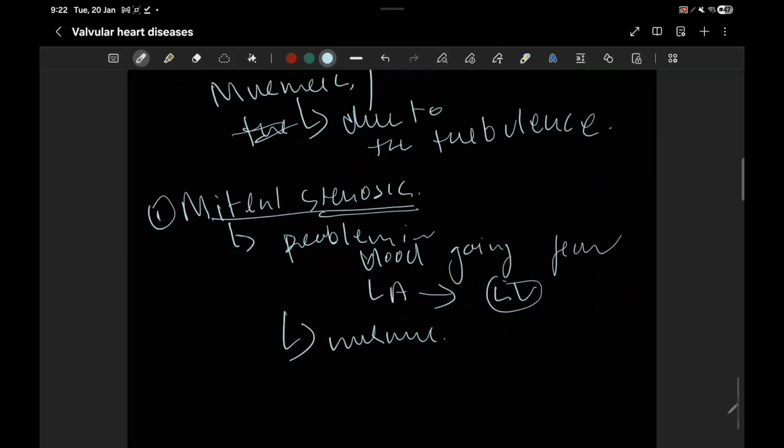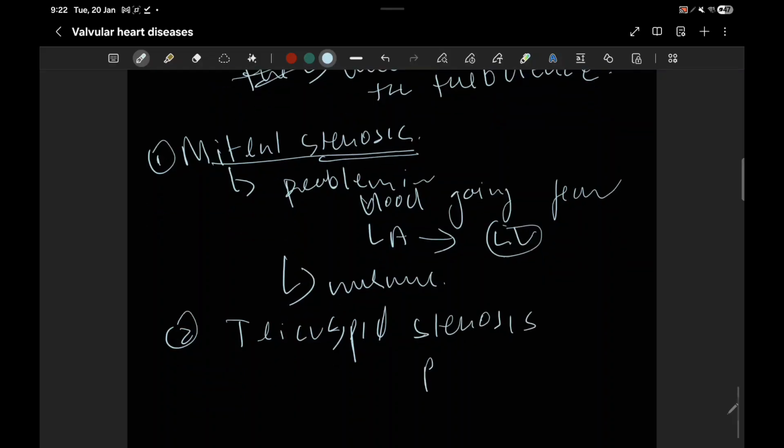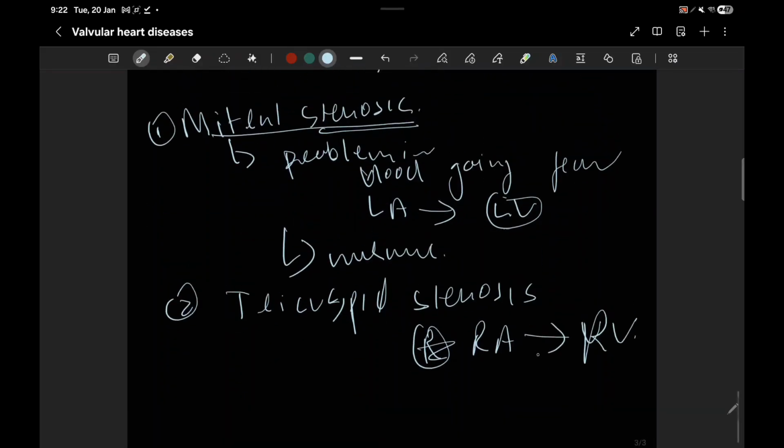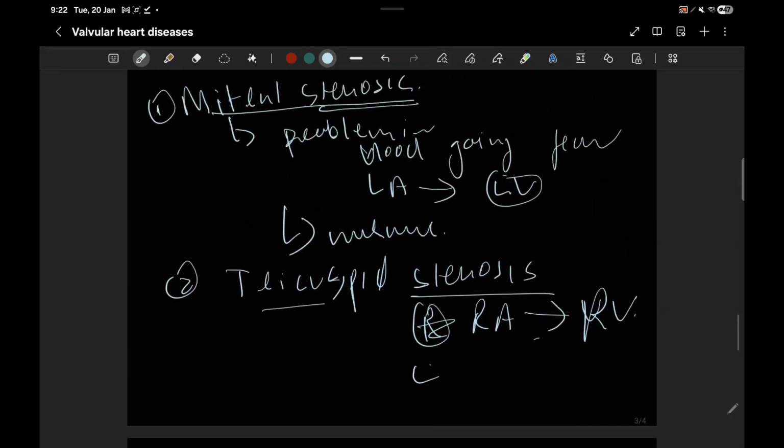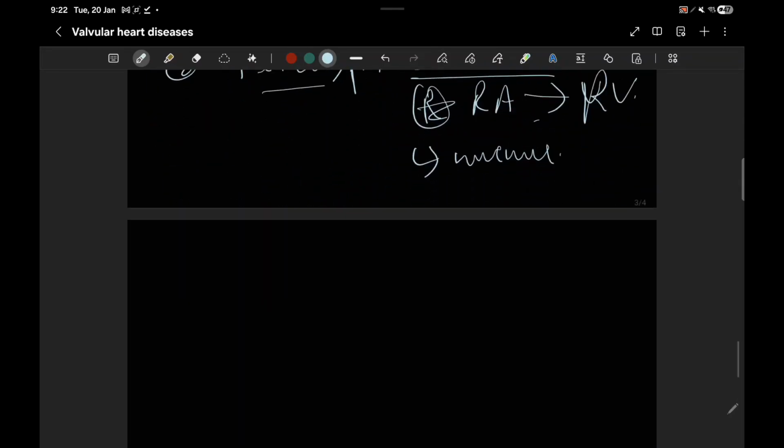Same concept for the tricuspid. Tricuspid stenosis is between the right atrium and right ventricle. So if there is tricuspid stenosis, a problem in the blood going through, this will also cause a murmur. And what type of murmur? What do you hear? I'll explain later. So I'll do it fast.